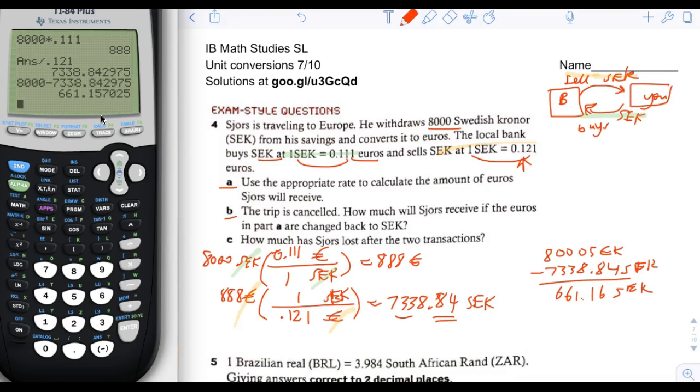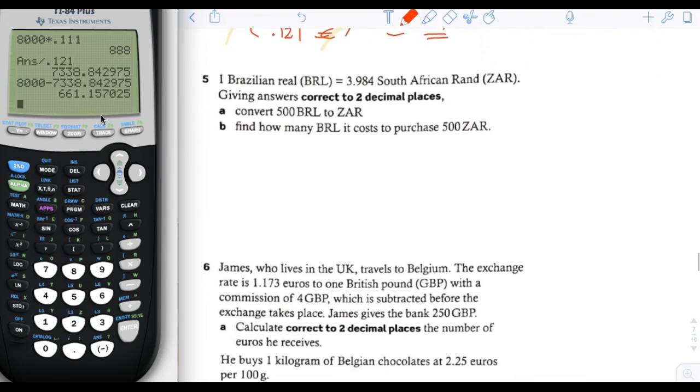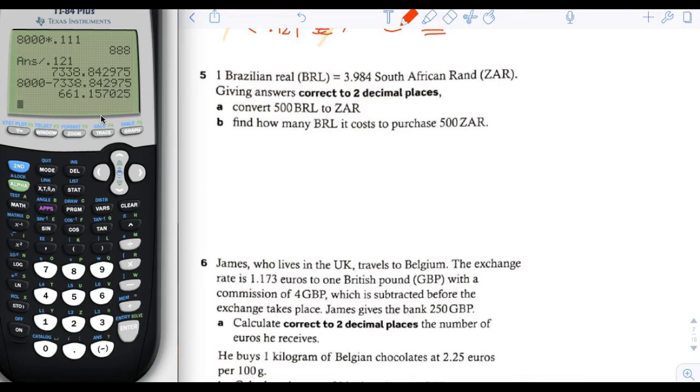Okay? Number 5. Ooh, here's a Brazil problem. 1 Brazilian real is 3.984 South African rand. Giving answers to two correct decimal places, convert 500 Brazilian reais to South African rand. And here there's no buy and sell rate, so that makes it quite a bit easier, right?